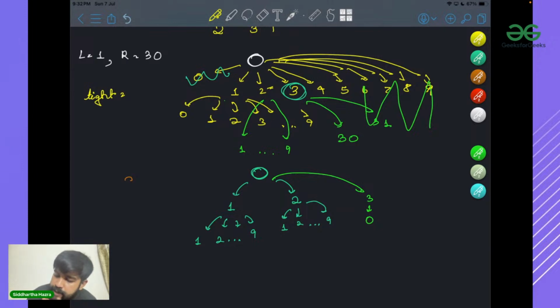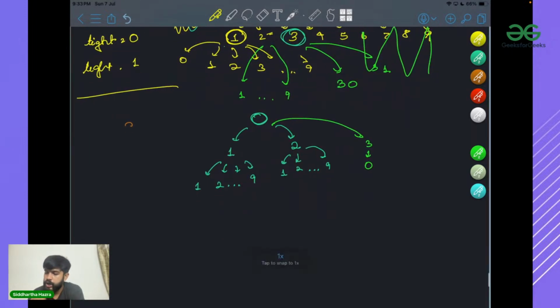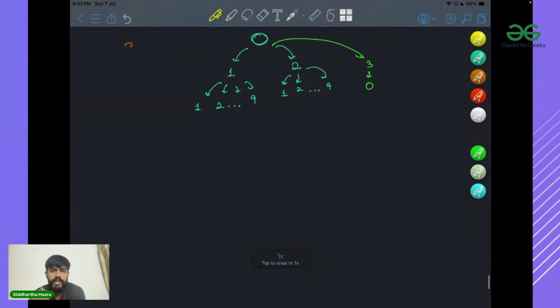Tight from L basically means that we need to respect the boundary. Tight from R means we need to respect the boundary on the right hand side. And free means that we can go anywhere from here. Like from 1, I am free to choose any value: 0, 1, 2, 3, any value. Simple enough. So this is the concept of tight. Now let's talk about the DP states of this.